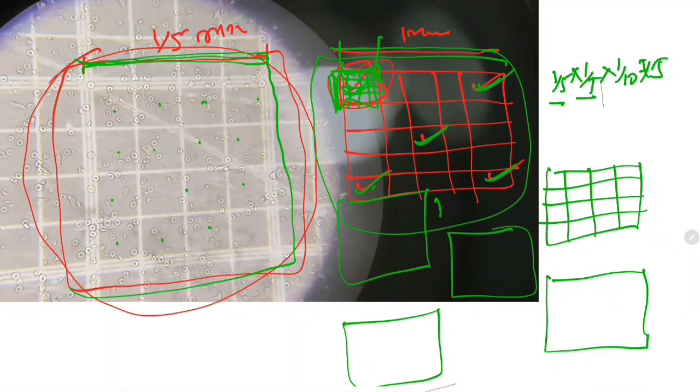So suppose we are showing this in the microscope. How much magnification we need? 40 into 10. 10 is the eyepiece and 40 is the objective lens. Total magnification is 400x. You will get this type of focus. Okay, so let's start the counting. So how we can count?